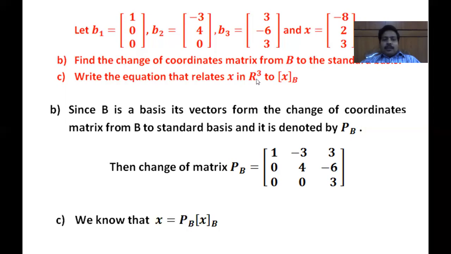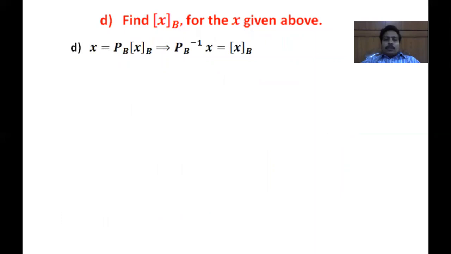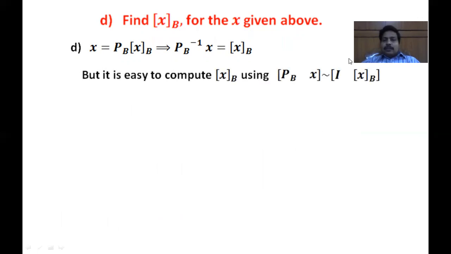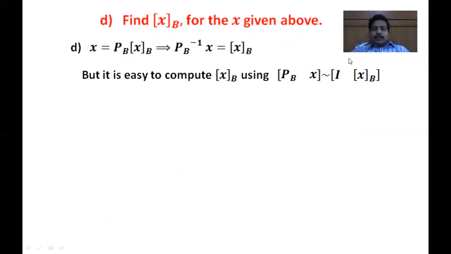And further, we need to give a relation between x and x_B, which we have seen earlier: x is equal to P_B x_B. This is the relation between x and x_B. If we left multiply x_B, the coordinate vector of x with respect to B, by P_B, we will get the vector x. Now we have to find x_B. Since x is equal to P_B x_B, that implies P_B inverse x is equal to x_B. But as we have seen in the previous problem, it is easier to compute x_B by row reducing the augmented matrix [P_B x] to [I x_B] instead of finding P_B inverse.